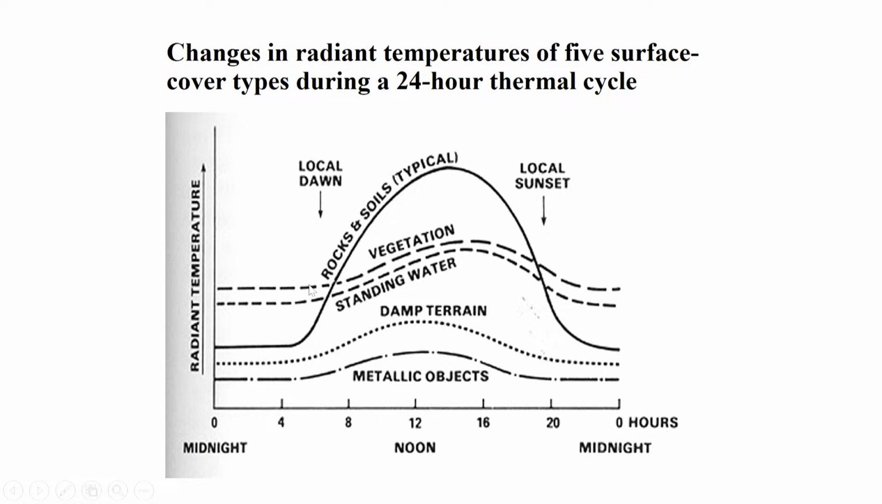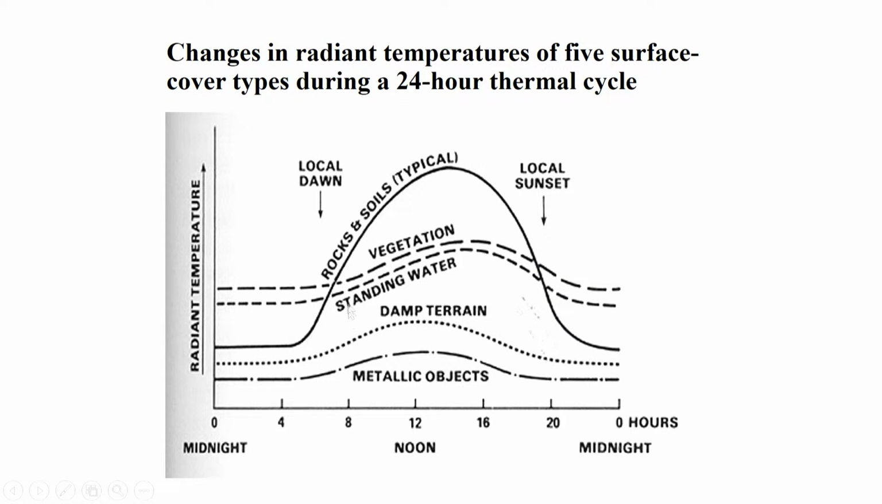Here we can see that rock and soil have very high radiant temperature in the daytime imagery. In the aerial thermal data, you have also seen that buildings and the soil have very high radiant temperature, so they appear very bright in the imagery. But just after the sunset, there is a rapid change in the temperature. Temperature will go very down.